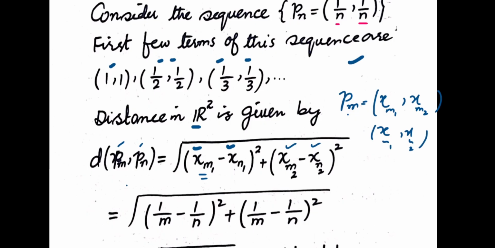So in the case of pm, your first coordinate is 1 over m. Similarly, your second coordinate is also 1 over m, because we have defined the sequence such that both of the coordinates are the same. So this becomes 1 over m minus xn1, the first coordinate of pn, so this is 1 over n. So the first bracket is 1 over m minus 1 over n. The second bracket is also 1 over m minus 1 over n.